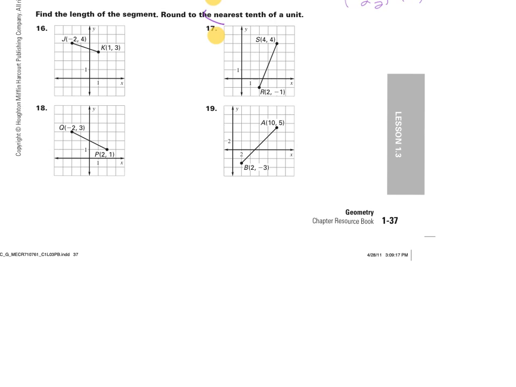Okay, this last problem says find the length of the segment and round to the nearest tenth of a unit. So I'm actually going to keep it as a simplified square root instead of rounding. This is the distance formula. So this is x2 minus x1 squared plus y2 minus y1 squared.